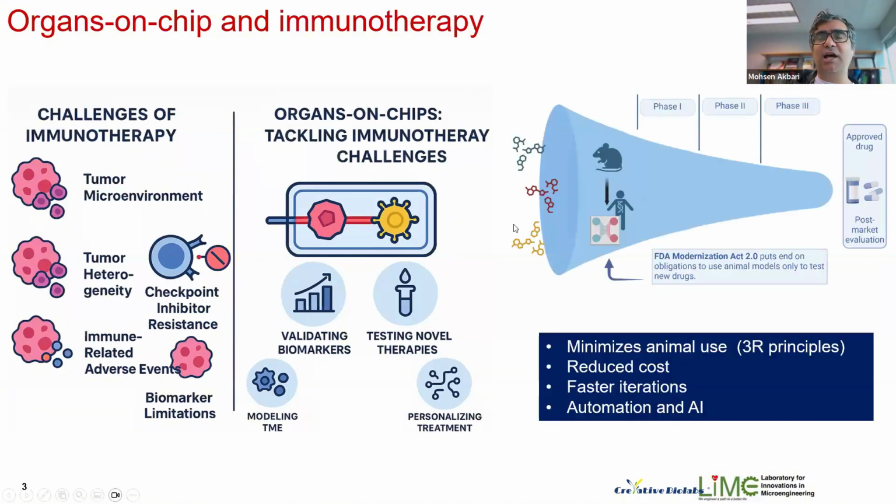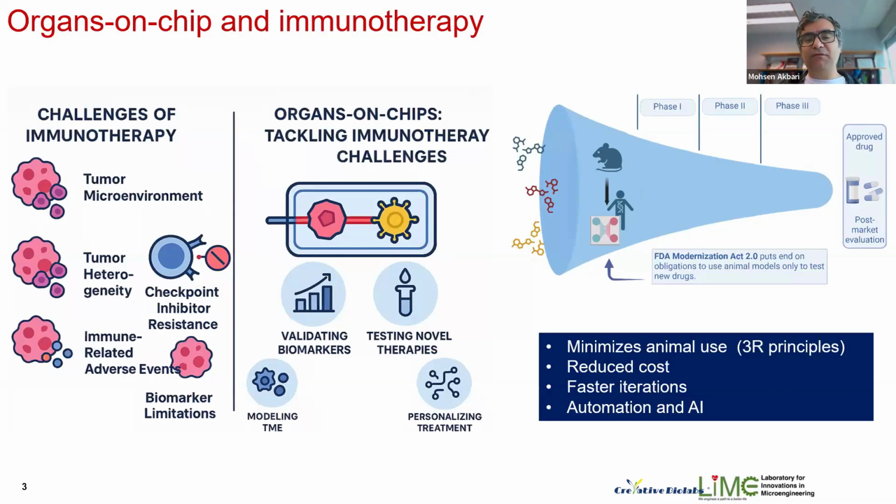For these reasons, recently the FDA, through their Modernization Act 2.0, decided to put an end to the obligation to use animal models only to test new drugs, which means that now organs-on-a-chip systems, if truly validated, can be used in conjunction with animal models for validation of drugs in preclinical testing.